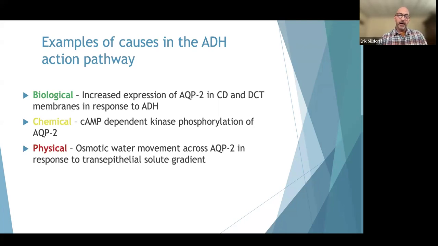And then finally, a physical cause example in this scenario would be the osmotic water movement across that aquaporin 2 once it's in that apical membrane, right? Now, of course, it's going to be driven by a solute gradient across that membrane. But that osmotic force is a physical force, the same as, and we could throw out some other categories here, electrical gradients or chemical gradients, temperature changes, viscosity. There's a whole slew of things that would fall into this sort of physical category of causes.